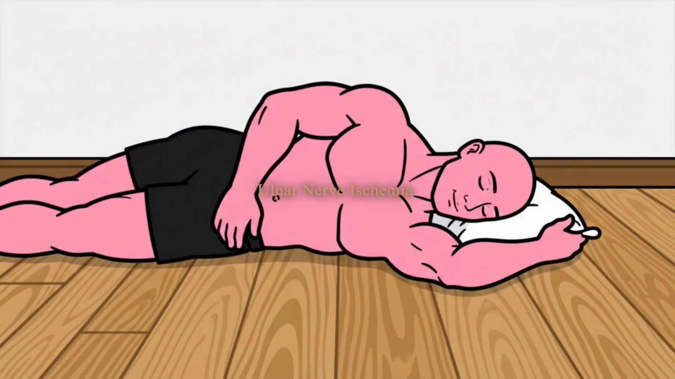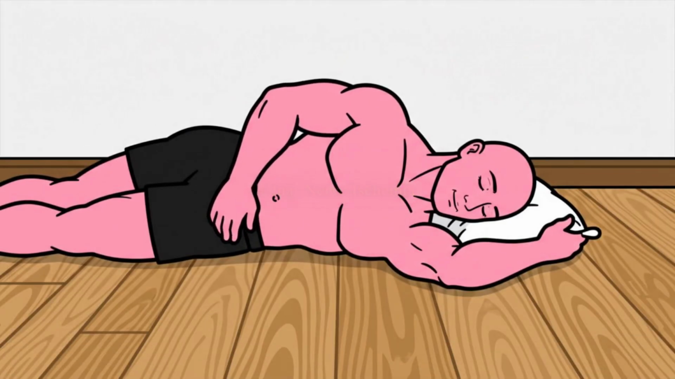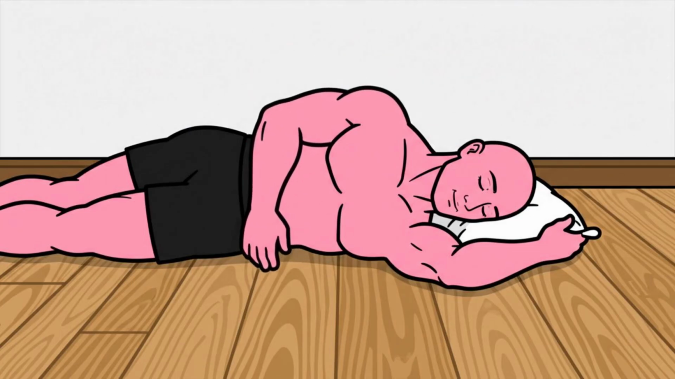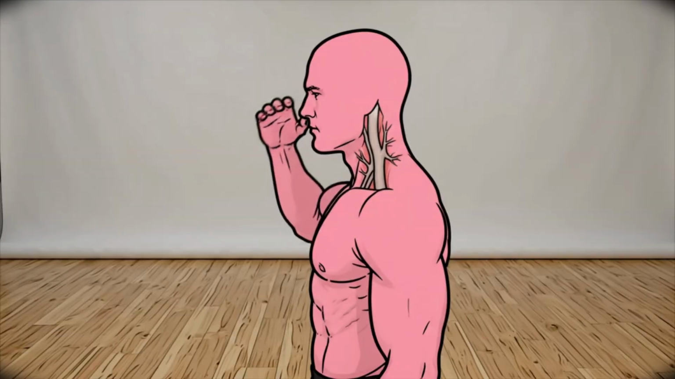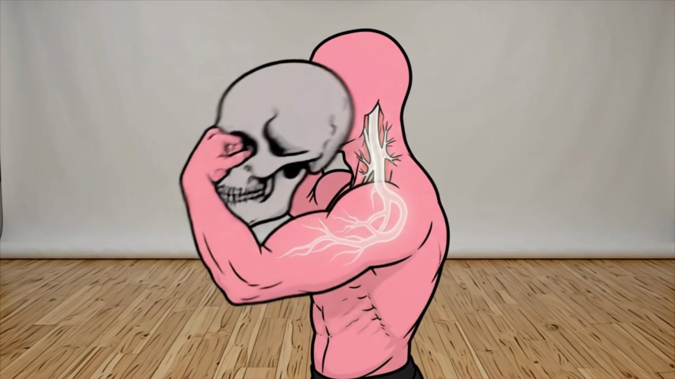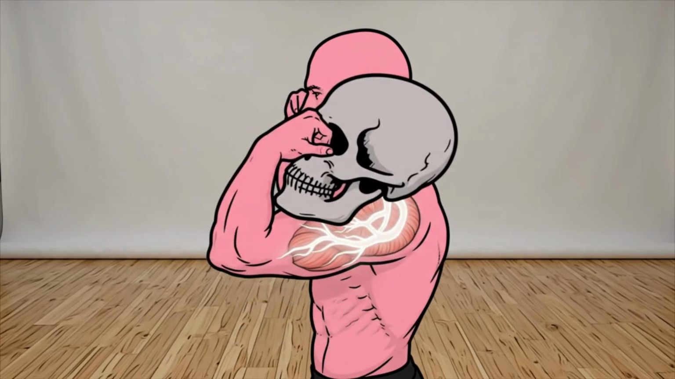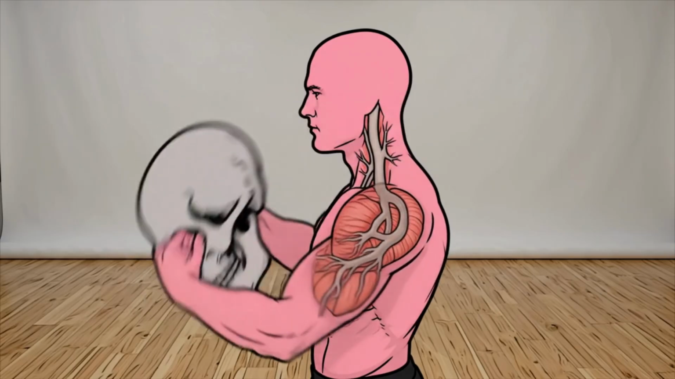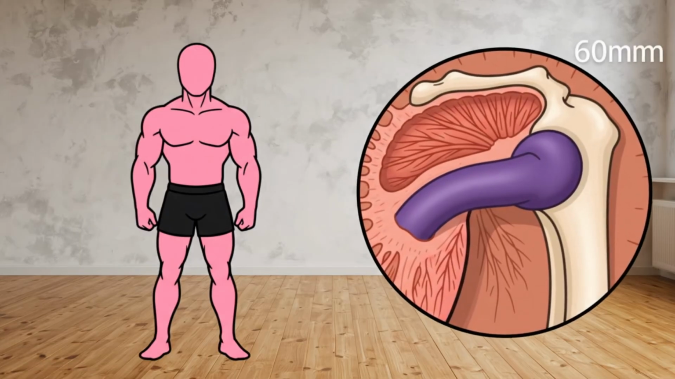Side sleeping with arms under pillow. Positioning the body on one side while tucking the lower arm under the head induces severe neural and vascular compression. The weight of the skull and upper torso presses down on the humeral head, trapping the brachial plexus nerves.